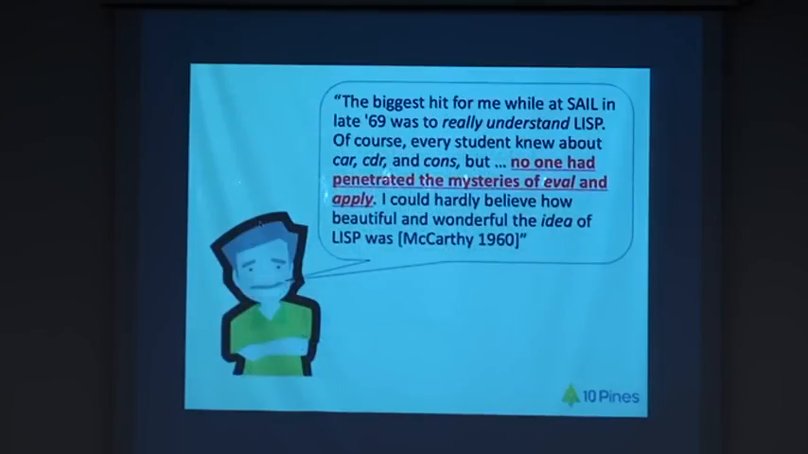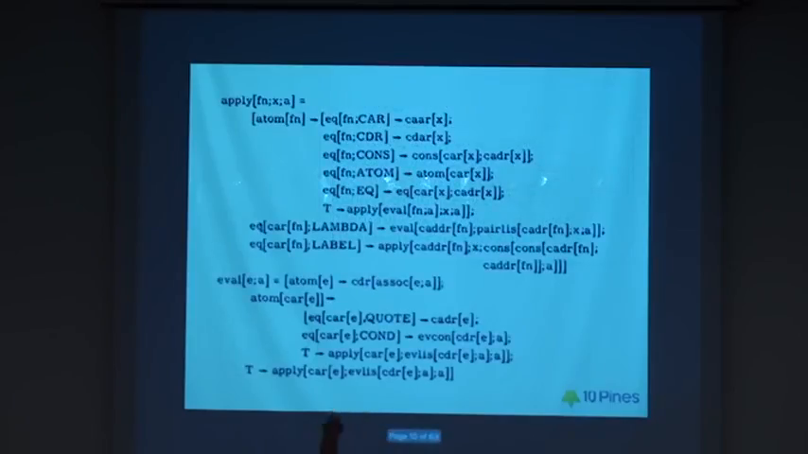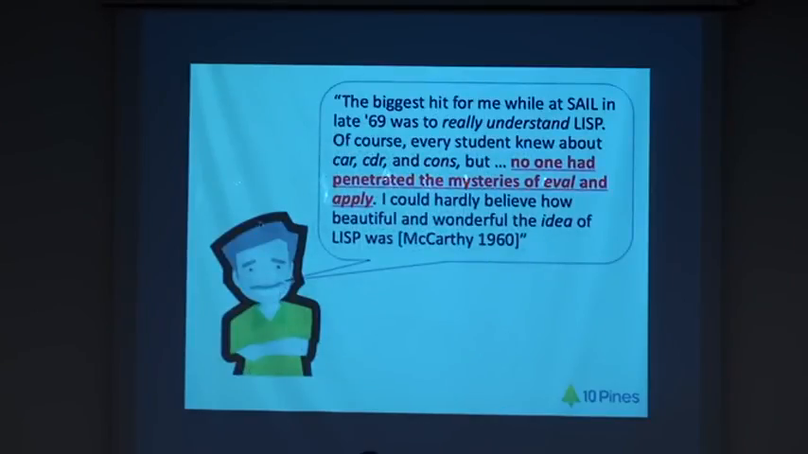But he also says that when he was at Stanford in 1969, that's when he really understood Lisp. He said no one had penetrated the mysteries of eval and apply, that are the circular functions of the Lisp interpreter. Everybody knew about car, cdr, cons, those functions, but nobody understood how the language worked. And he realized that in '69.